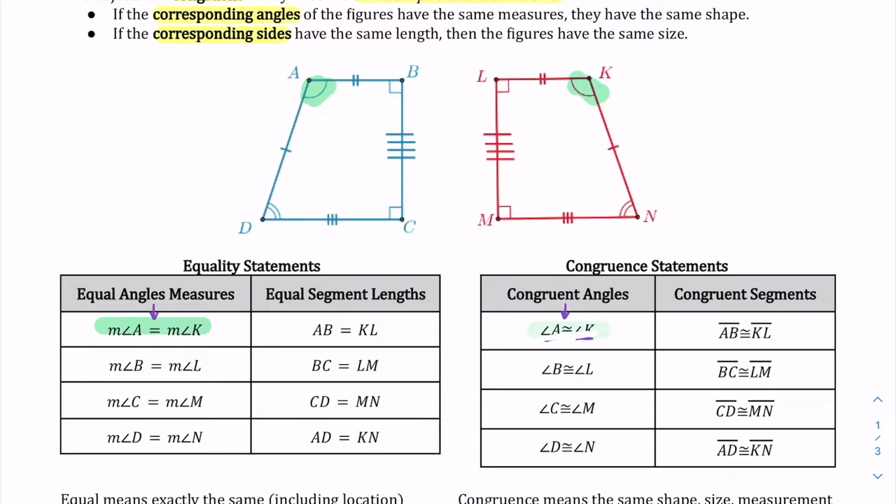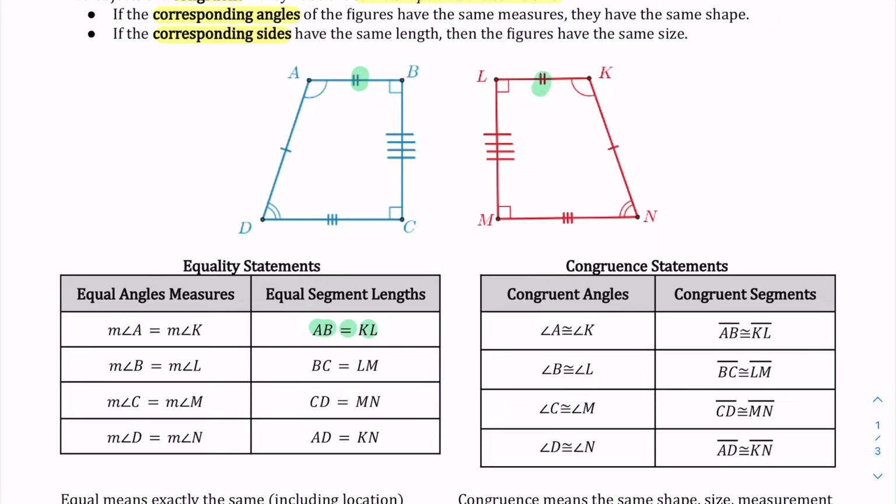And then similarly for the segments. Over here, since there's no line on top of AB, that's saying the distance between A and B is equal to the distance between K and L. When you just have the two letters together, it's not saying segment AB, segment KL, it's saying the distance between point A and point B equals the distance between point K and point L. We can also see that on our picture by these two little tick marks. So we can say that their distances are equal to each other.